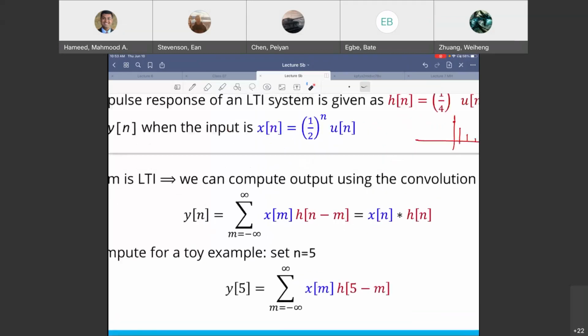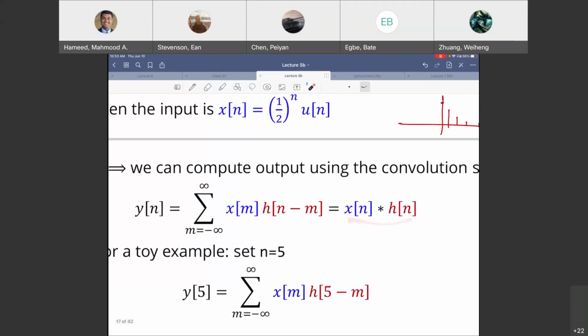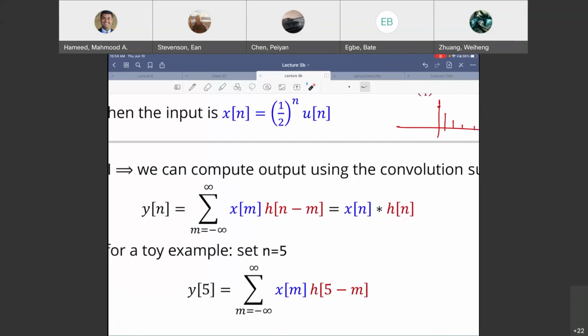All right, let's go into this. y of n is what? That's your formula for discrete convolution: x of m multiplied by h of n minus m, where m goes from negative infinity to infinity, right? Which is simply x convolved with h. Just to differentiate between the signals, I have one in blue and one in red.